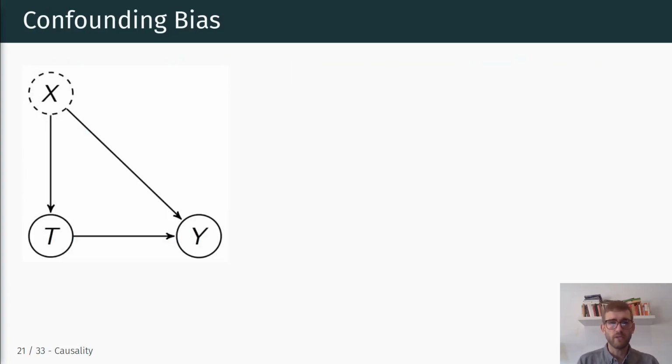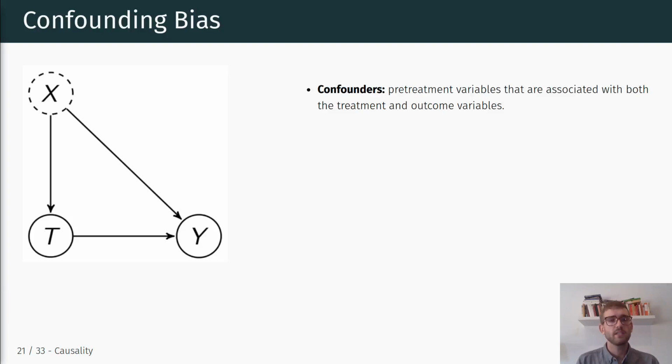So I mentioned confounding bias, and I want to briefly talk about what exactly we mean by confounding bias. In general, confounders are pre-treatment variables that are associated with both the treatment and the outcome variables, right? So it's some additional factor that affects both our treatment, and we have Y.